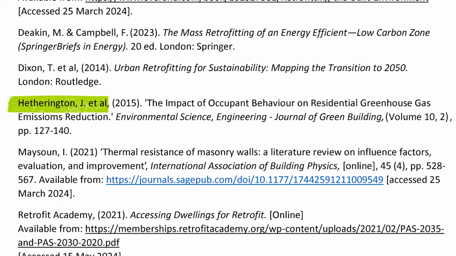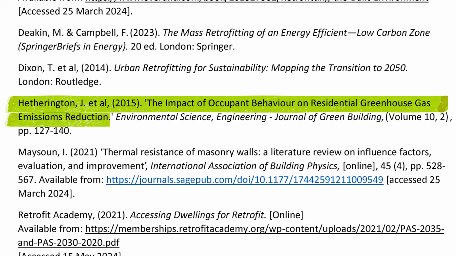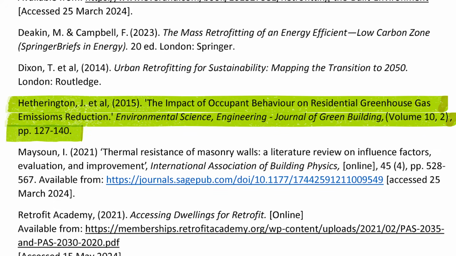If you've included citations from print journals in your work, you should reference those in the following format: author or authors, published year in round brackets, the title of the article in single quotation marks, the title of the journal in italics, the volume number followed by the issue number in round brackets, and then the page numbers of the whole article, like this.